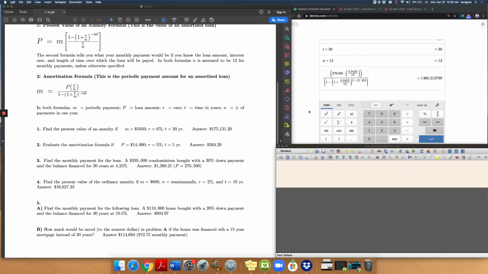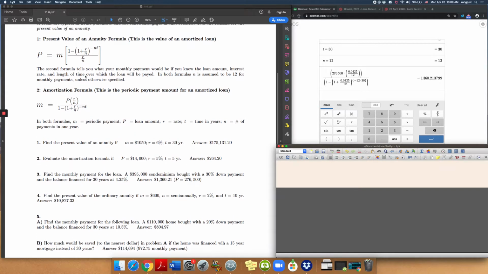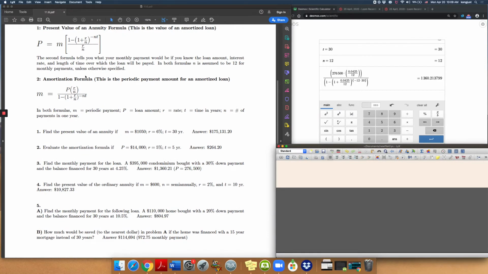Okay, guys, we're in the last two questions. Number 4: find the present value of the ordinary annuity if M is equal to 600 and is semi-annually this time, R is 2%, T is 10 years. So this time, this is very much like the first question we did. It's asking you for the present value.